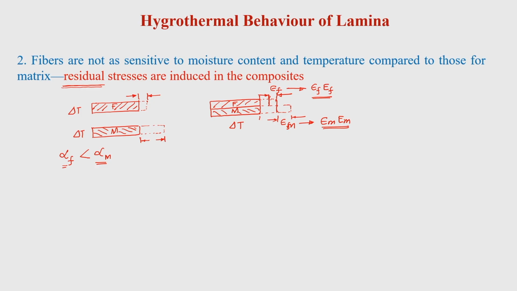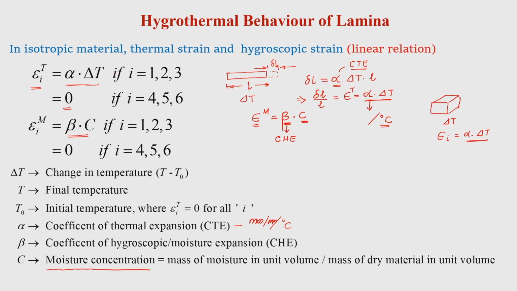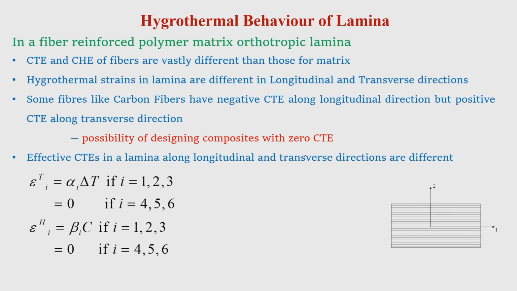Now, the same is also true for moisture content. The coefficient of moisture expansion in the fiber and the coefficient of moisture expansion in the matrix are different. Fiber is almost insensitive to moisture, but the matrix is sensitive to moisture, therefore, there will be residual stress similar to this. Okay. Now, having revisited the thermal expansion and moisture expansion for isotropic material, we will extend this to fiber reinforced polymer matrix orthotropic lamina.